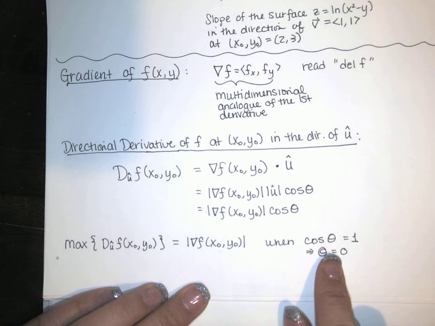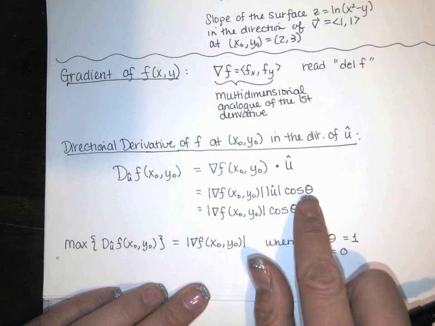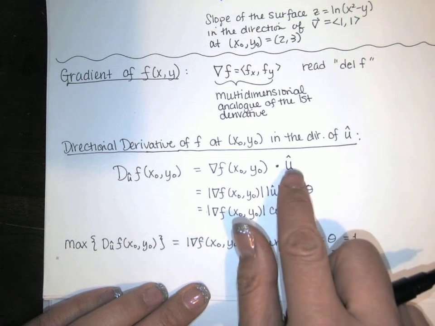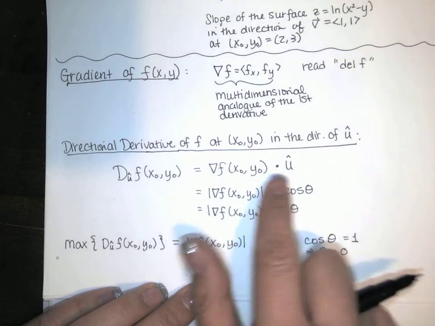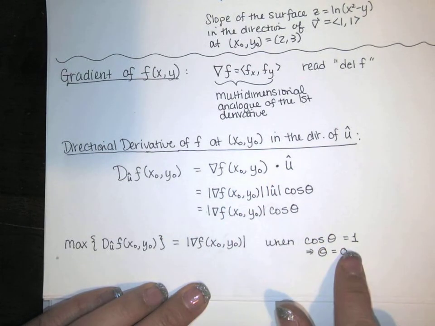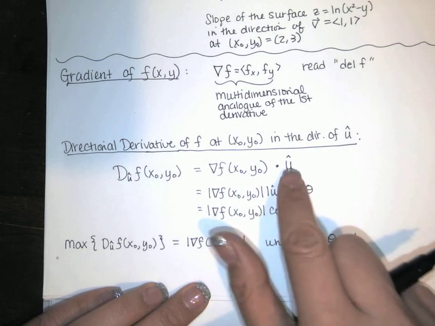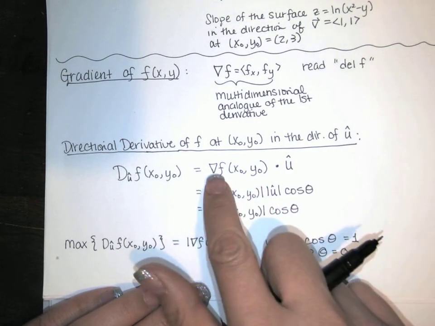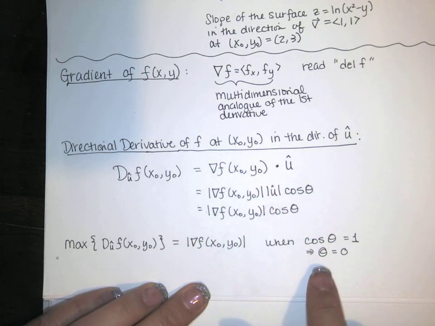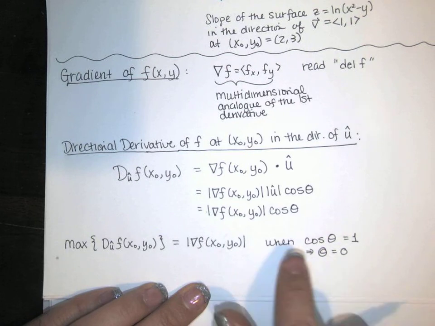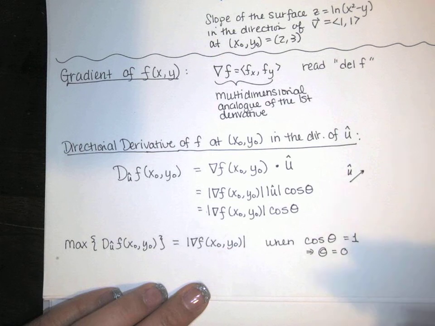What does that mean? Remember, when you use the dot product formula, this angle theta is the angle between u hat and the gradient. If the angle between u hat and the gradient is 0, that means u hat and the gradient are pointing in the same direction. The gradient is generally longer. This is a unit vector, but yeah, if the angle between them is 0, they're pointing the same way. U hat is going this way, and then maybe the gradient is also going that way.